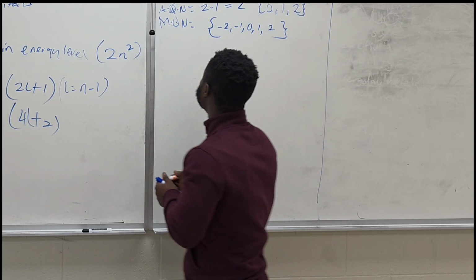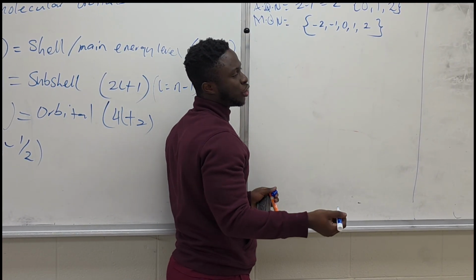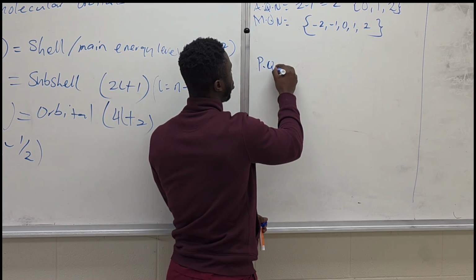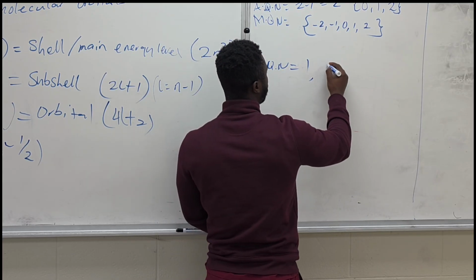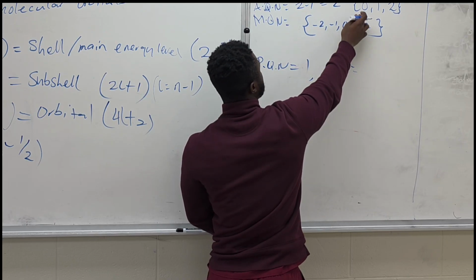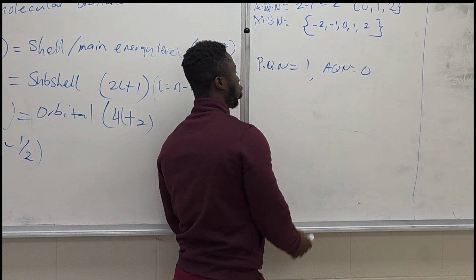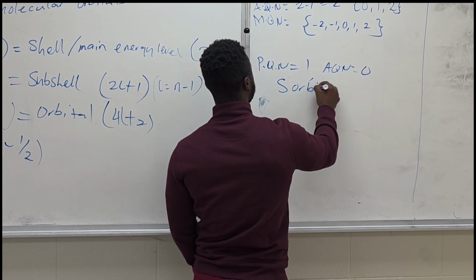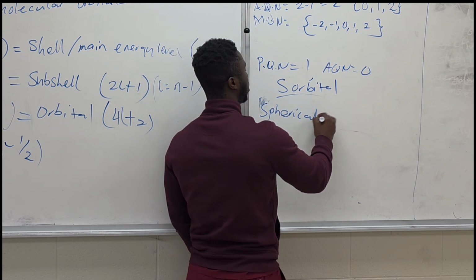When we take the s orbital, if an electron is existing in an s orbital, its principal quantum number is 1, and the azimuthal quantum number is also equal to 0 over here, right? So that gives us the s orbital. The s orbital is spherical in shape.